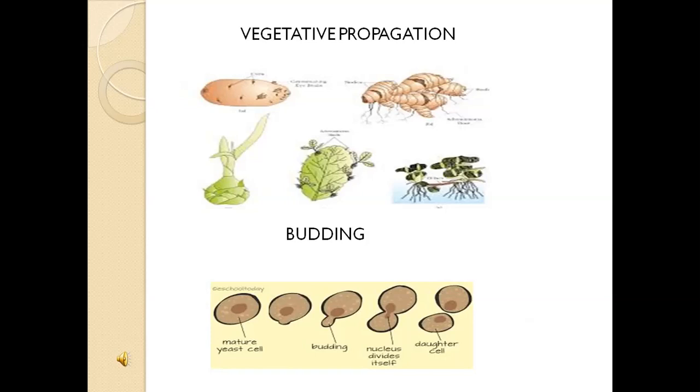So the vegetative parts of the plant such as root, stem and leaves are important for vegetative propagation. Root, stem and leaves can help to propagate the plant. See this picture. These are examples of vegetative propagation. In vegetative propagation, shoots arise from eyes.